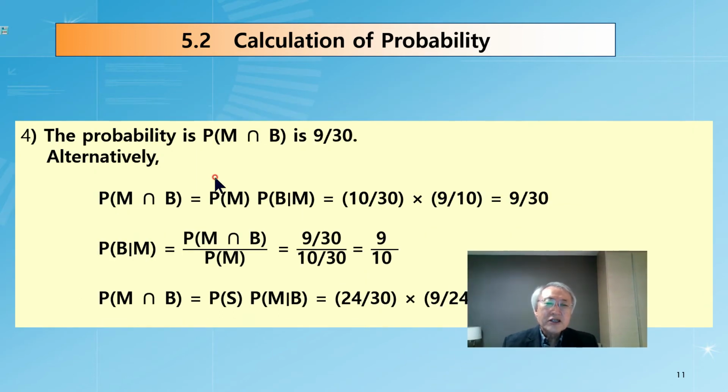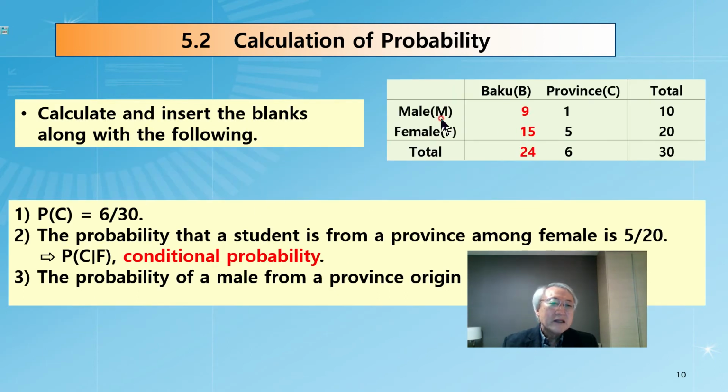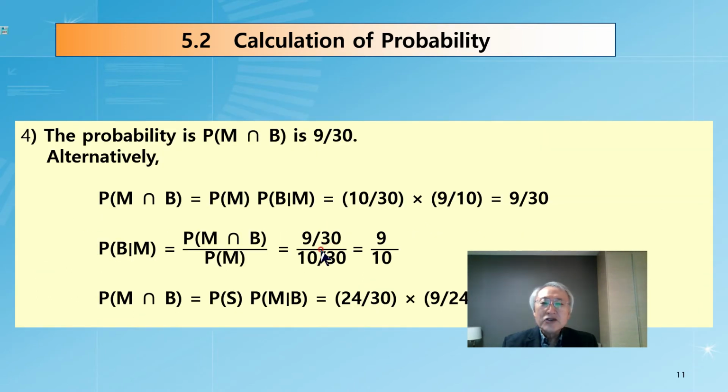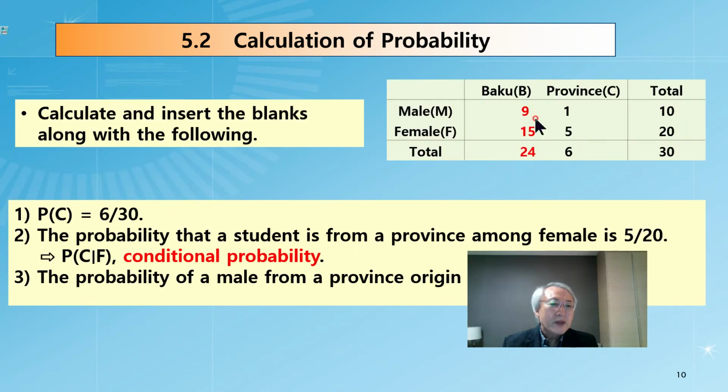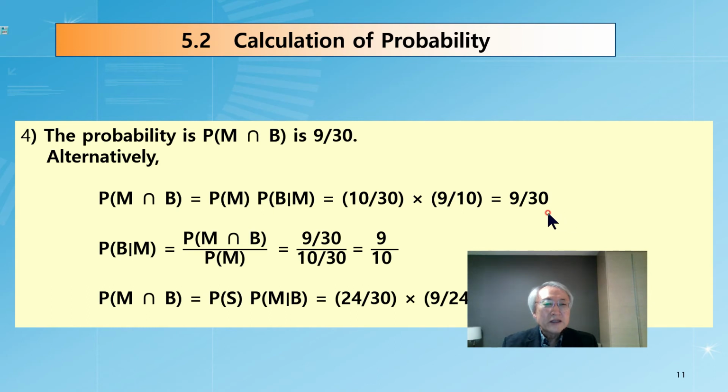The last question is the probability of M intersection B. What is M intersection B? The probability of male also from Baku, both A and B, is nothing but 9 out of 30. In this situation, the 9 out of 30 can be calculated in several ways. One way is to calculate 10 out of 30 multiplied by 9 out of 10. Okay? Well, like this. It has the same answer.